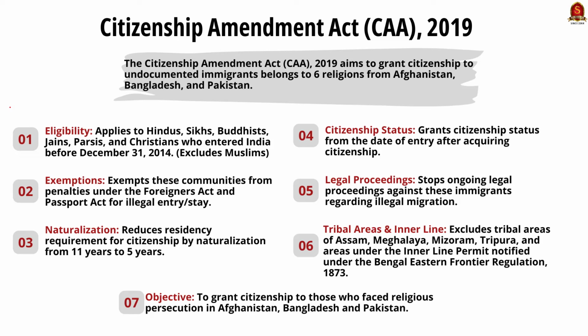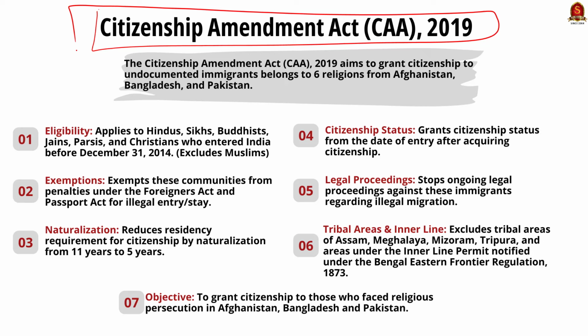Now, let us see the key provisions of the Citizenship Amendment Act 2019. Firstly, this act aims to grant citizenship to the people belonging to 6 religions who came from Afghanistan, Bangladesh and Pakistan. See, the 6 religions are Hindus, Sikhs, Buddhists, Jains, Parsis and Christians. Here note that the act does not apply to Muslims who had migrated to India from Afghanistan, Bangladesh and Pakistan.